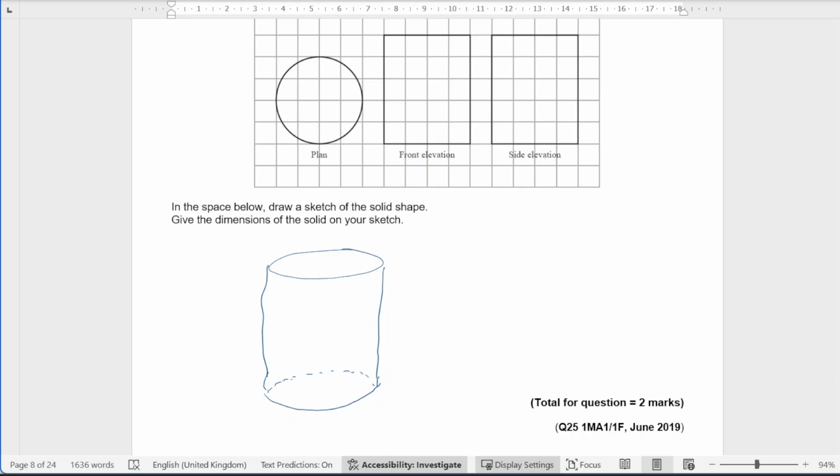Show the dimensions on your cylinder. So we've got a diameter of 4. And we've got a height of, this would be the height, so we've got a height of 5 centimeters.